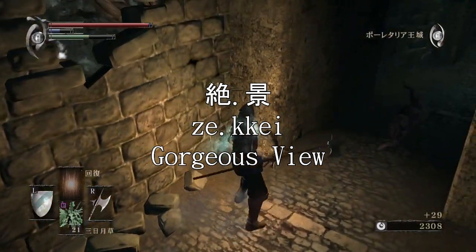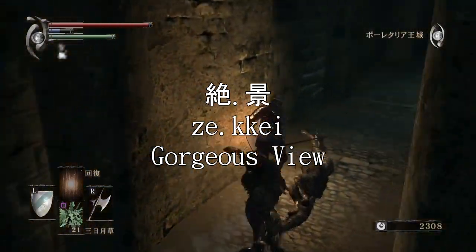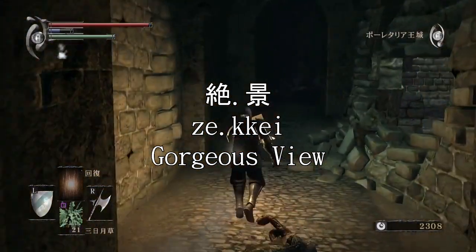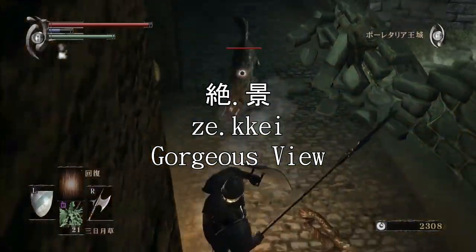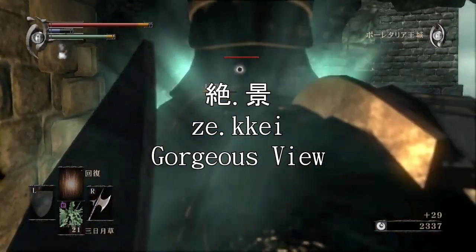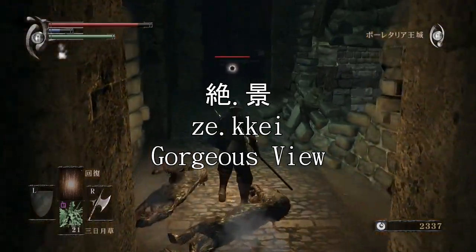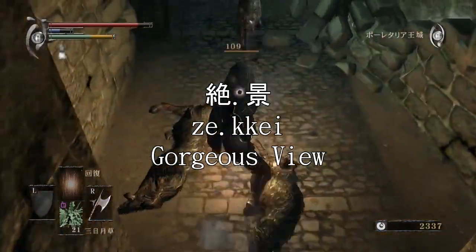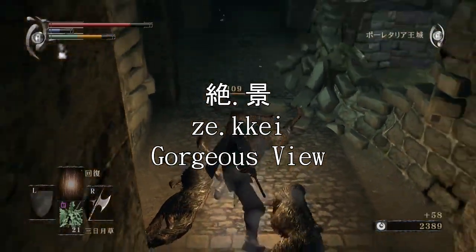So the way we get gorgeous view from this is we take zetsu, meaning to cut off, and kei, meaning background or scenery, and we get scenery that cuts you off or interrupts you. Scenery that the sight of which stops you in your tracks.